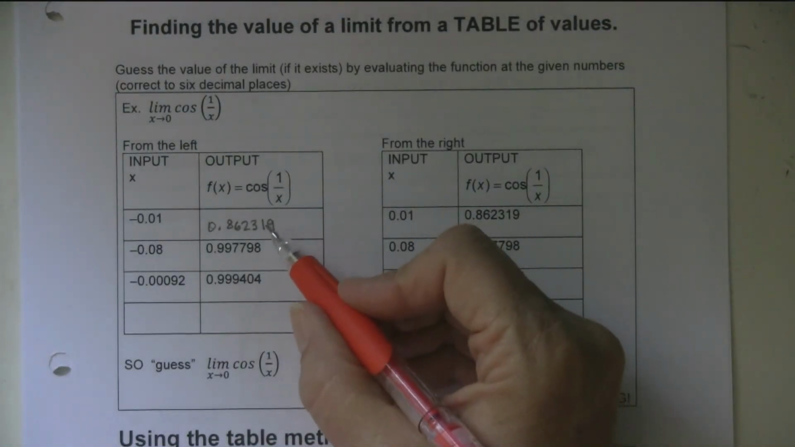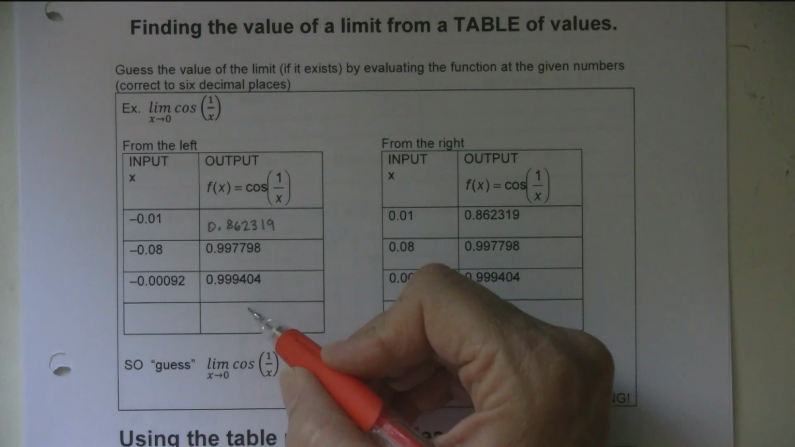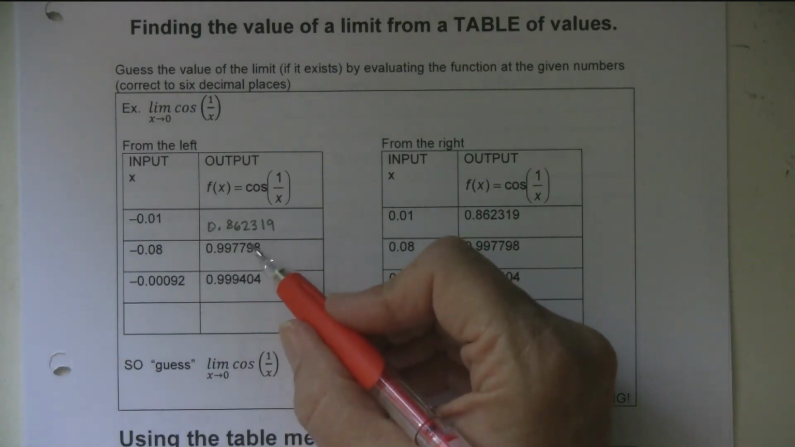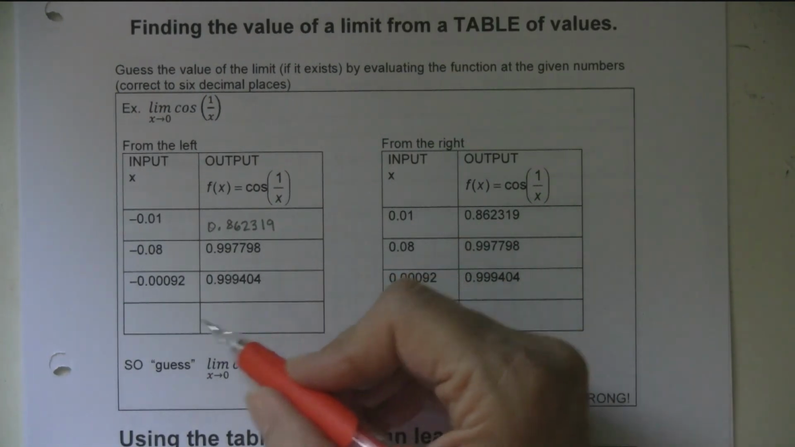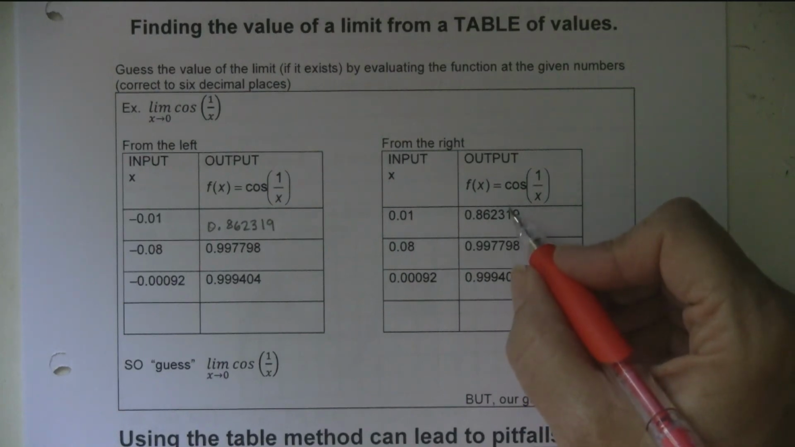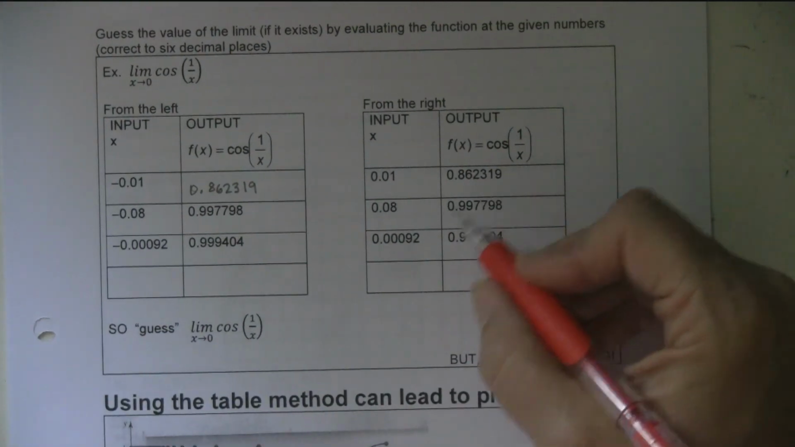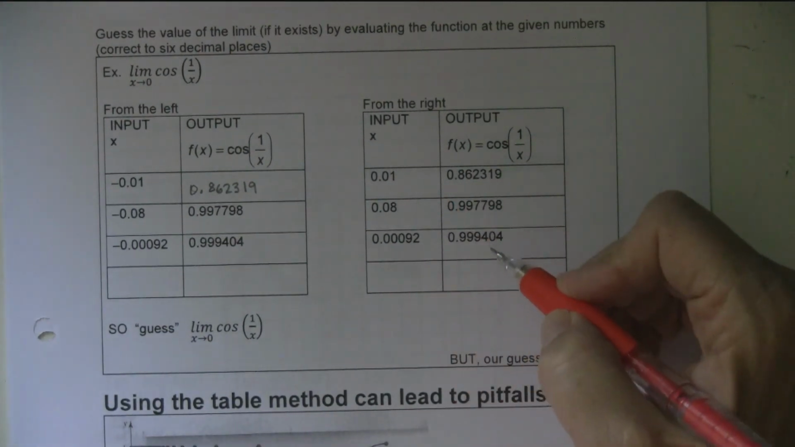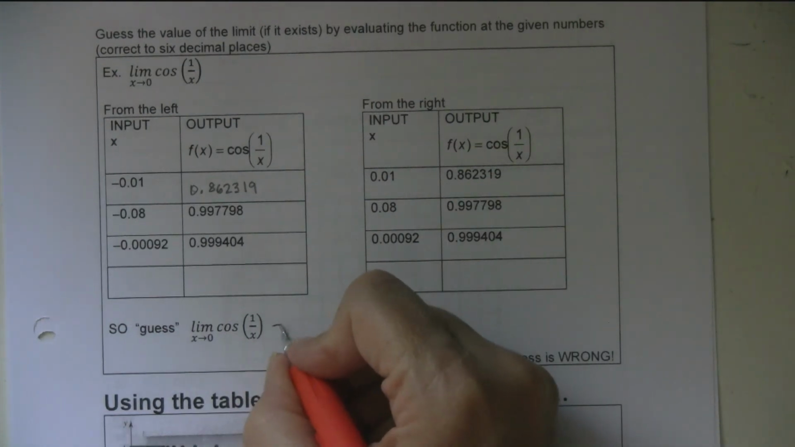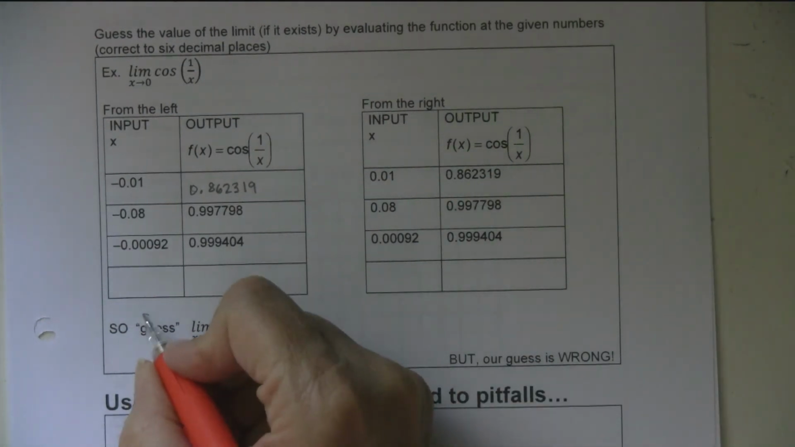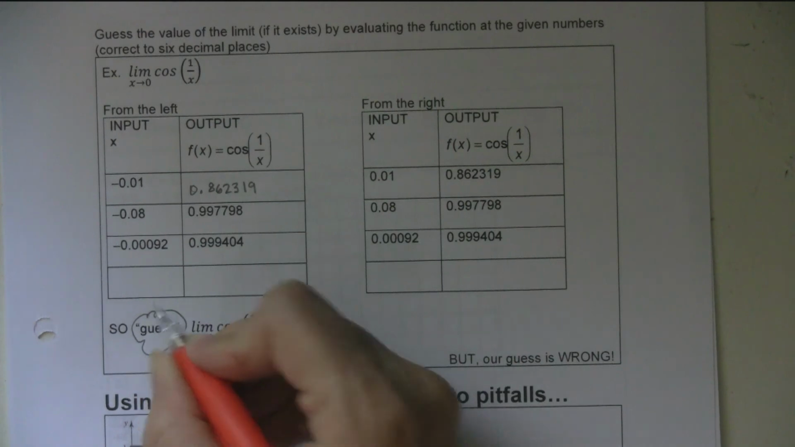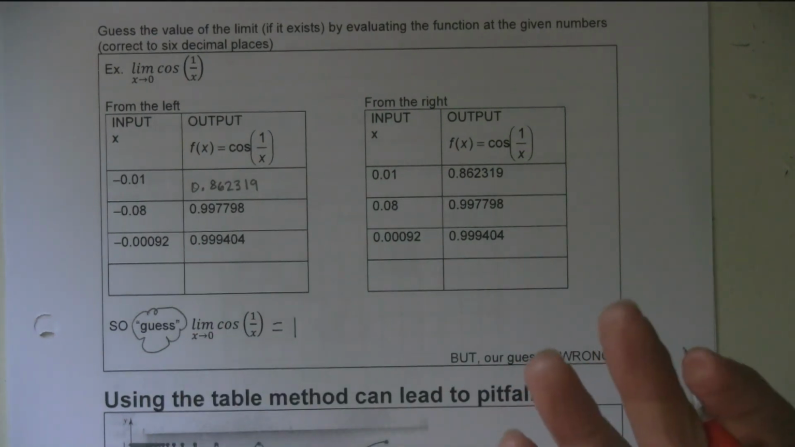So if I'm looking from this side, it appears, if you were going to make a good guess, that it looks like it's approaching 1. You can even pick another value if you like. And so would you guys agree that from the other side, it looks like it's approaching 1? And so we might guess 1, right? It was our conjecture from what we have.